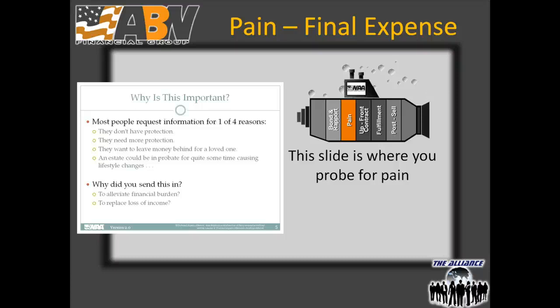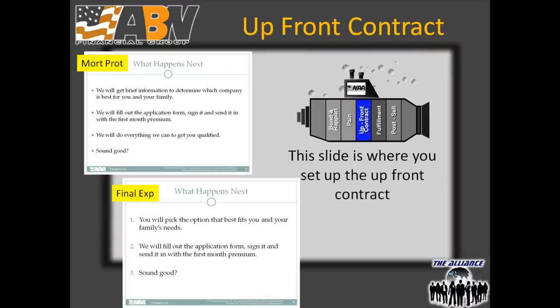If you've done a good enough job here, the client has an emotional reason. They want to make sure that they take care of their problem with a life insurance program that you can write them up with. Okay. So once you close the bond and rapport, you close the pain compartment, now you tell them this is what we're going to do next.